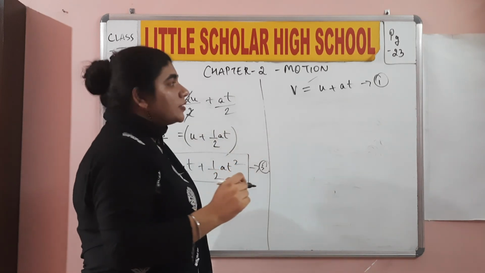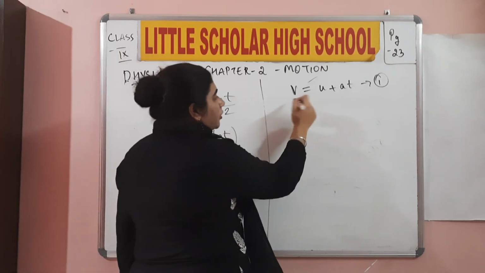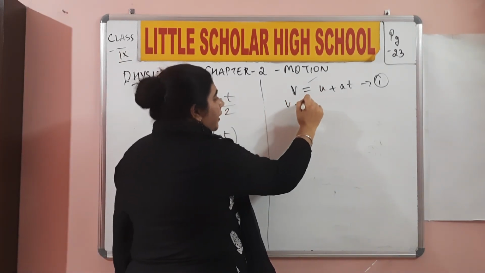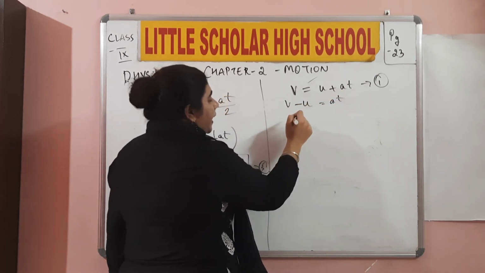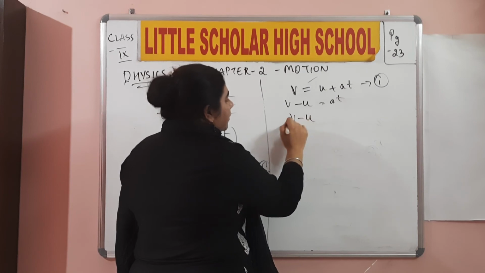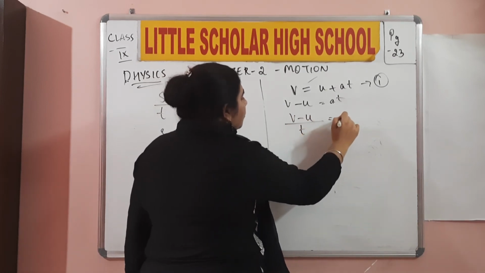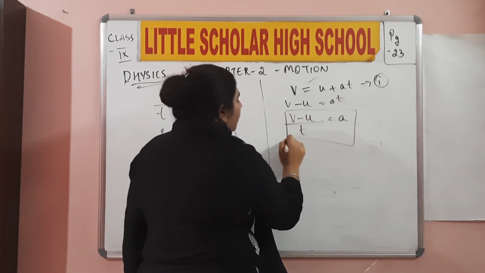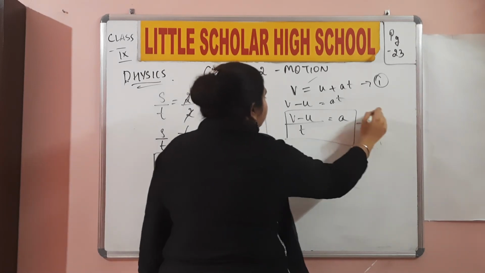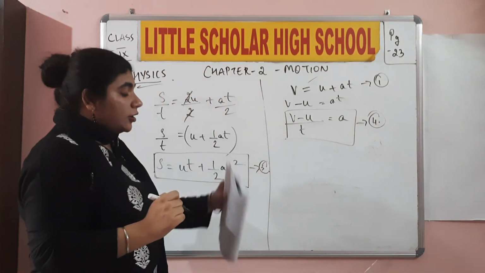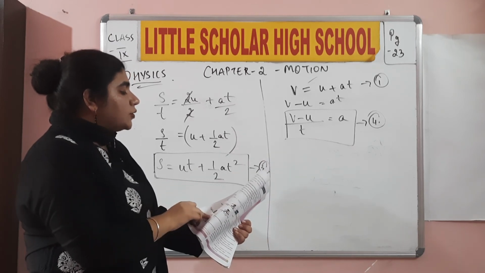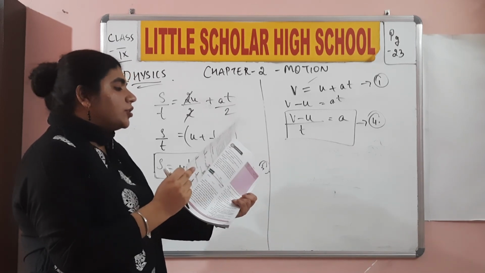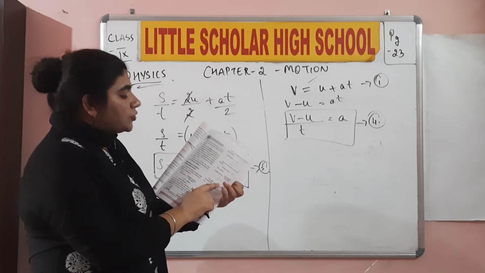Now further. So that was our first equation, V is equal to U plus AT. Did you understand this? I can modify this equation further. I can take U this side and it becomes V minus U is equal to AT. I can take A in the denominator and I can write it as V minus U by T is equal to A. Okay. Now this can be my equation number 4. So now further I need to consider one more notion over here. I need to substitute T in equation number 2.